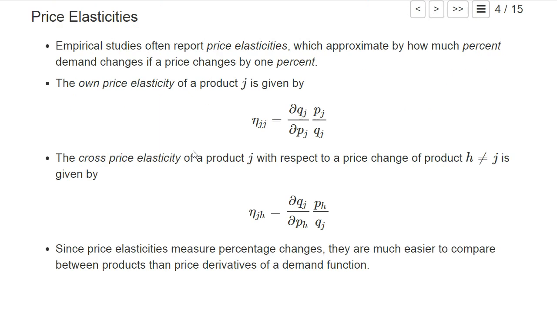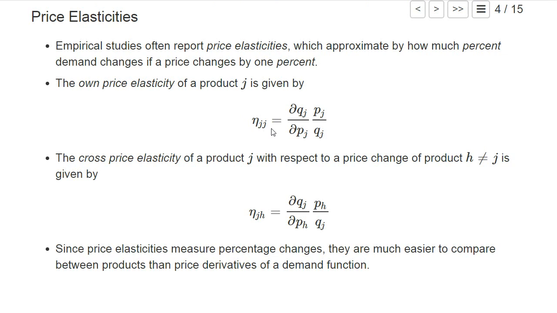One could try to estimate cross-price derivatives or own price derivatives, for example, using market experiments or also using discrete choice experiments, as we will explain later. Often, however, empirical studies don't present the price derivatives, but they report price elasticities instead. They approximate by how much percent the demand changes if a price changes by 1%.